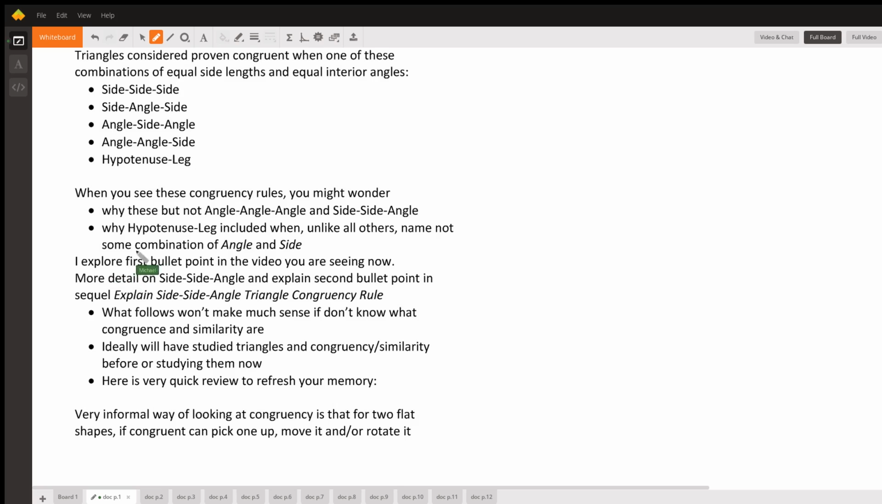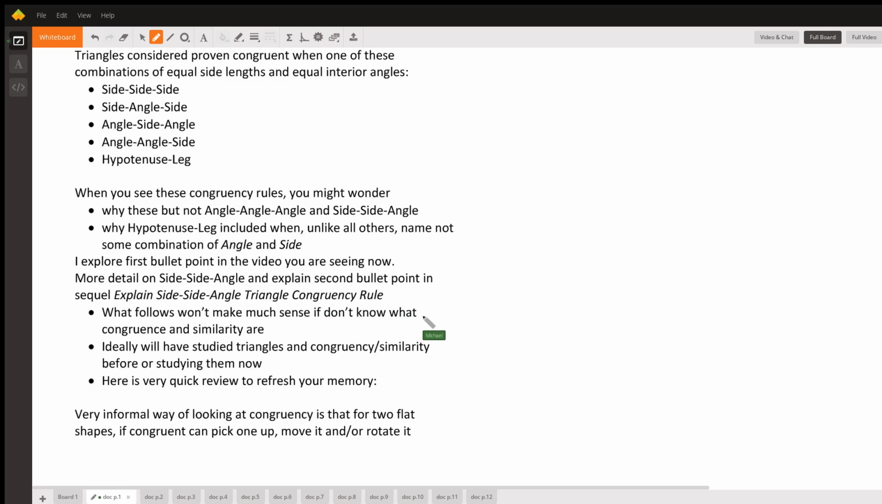I'm going to explore this first bullet point in this video, and then I'm going to give more detail on side, side, angle and explain the second bullet point here in a follow-up video called Explain Side, Side, Angle, Triangle, Congruency Rule.